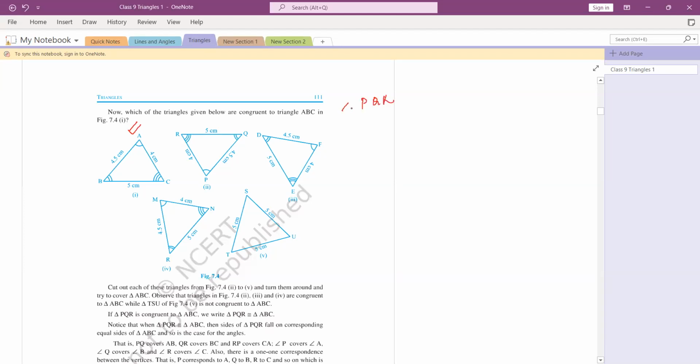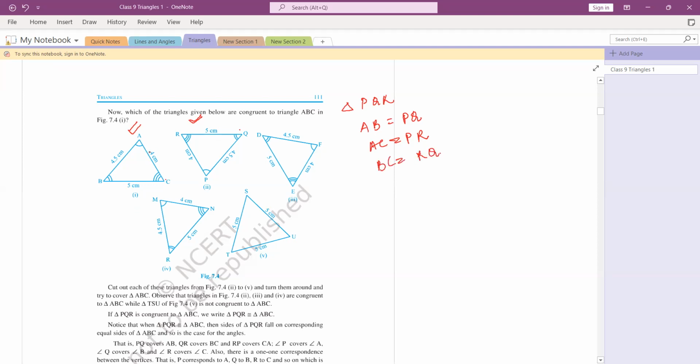Look at this triangle PQR. So we are comparing this triangle and this triangle. Here we can say that AB is 4.5, so this is equal to the side PQ. So AB is equal to side PQ, right? Now we can see that AC is equal to side PR, and we can say that BC is equal to side RQ.